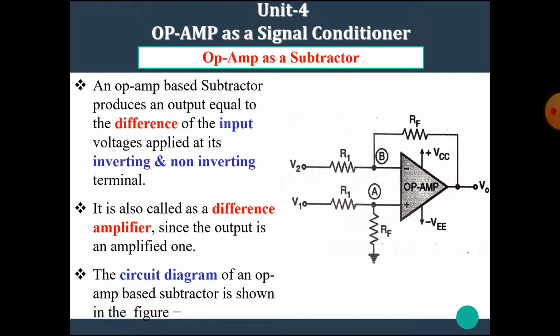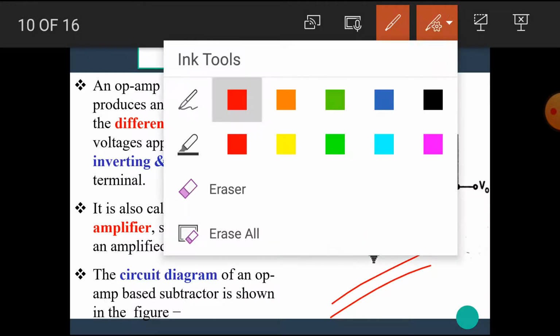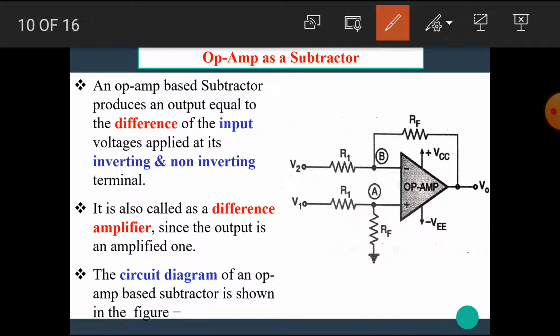Now let's see the second application of the op amp, the op amp as a subtractor. That means in this circuit there is a subtraction of the inputs at its output. At the output of the subtractor we get the subtraction of the inputs, that means V1 minus V2, or it is also called the difference amplifier. Let's see more details about the subtractor.